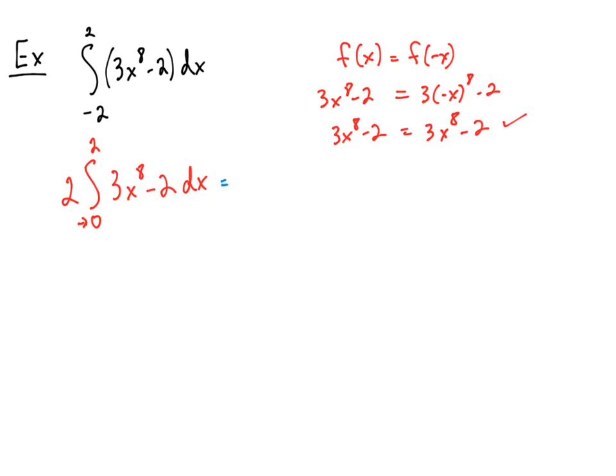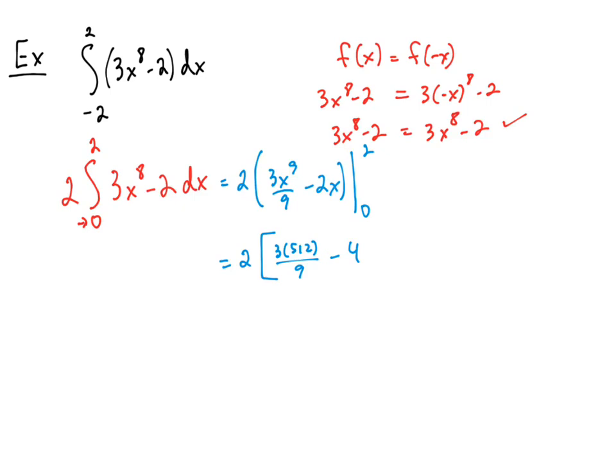So evaluating this integral, we're going to have 2 times 3x to the 9th divided by 9 minus 2x. We're going to evaluate that from 0 to 2. So I have 2 times 2 to the 9th power, which is 512 divided by 9 minus 4. Okay, so inputting 2 in there, I get that, and this is why we want to use the 0, because when I input 0, I just end up with 0 here.